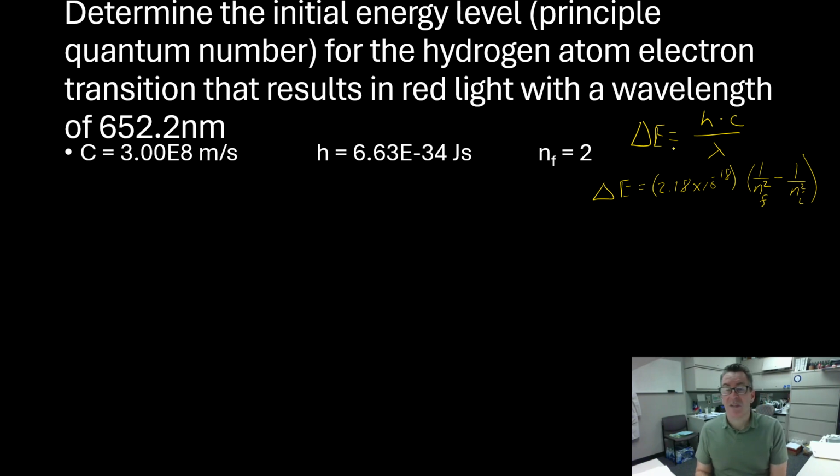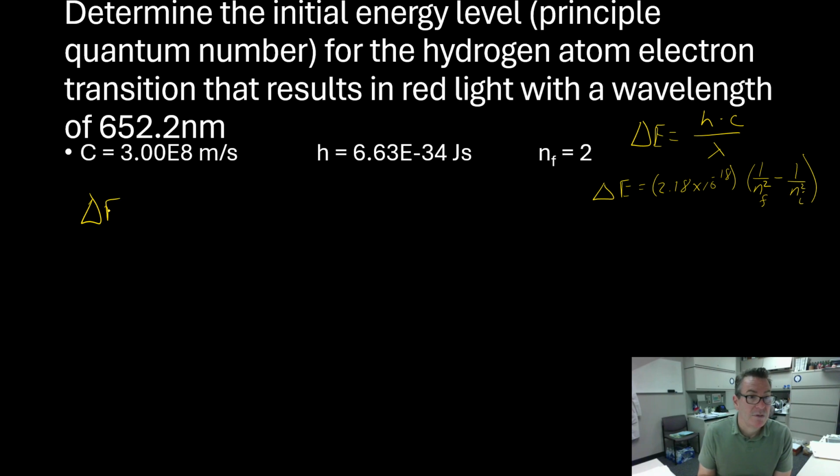Here are the two equations that we need for this. To figure out the energy for this process, we're going to use Planck's constant times the speed of light divided by the wavelength. The other thing you have to remember is the wavelength needs to match the unit for distance in the speed of light. Our wavelength was in nanometers, so we need to make sure it's in meters. That's the first big hurdle. So let's go ahead and do that first.